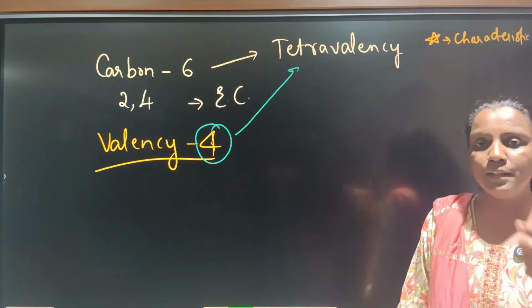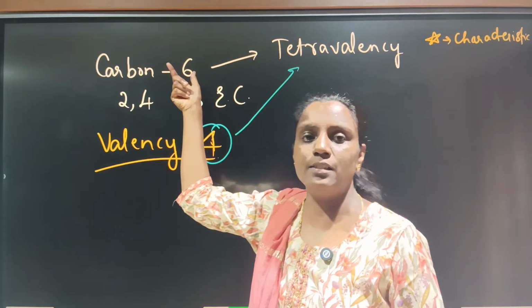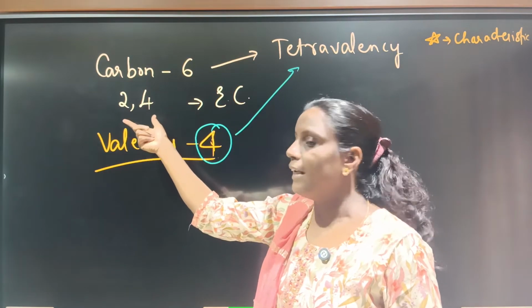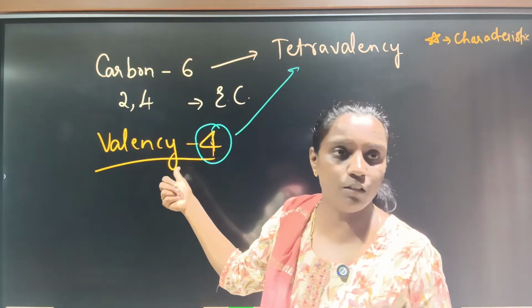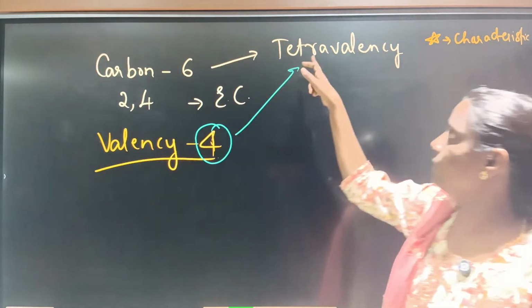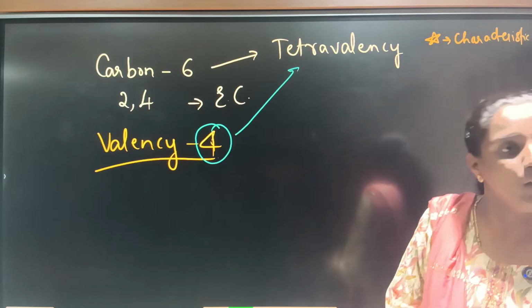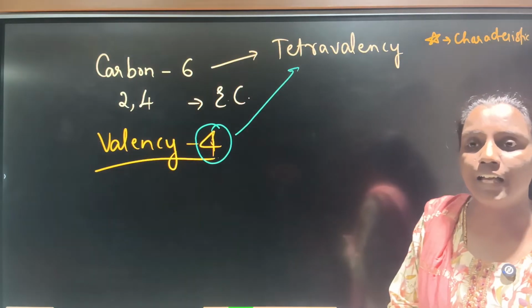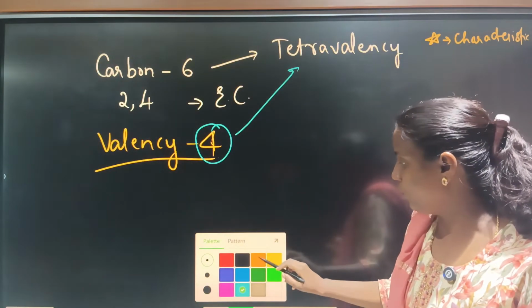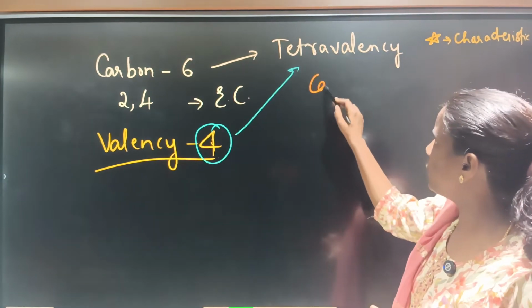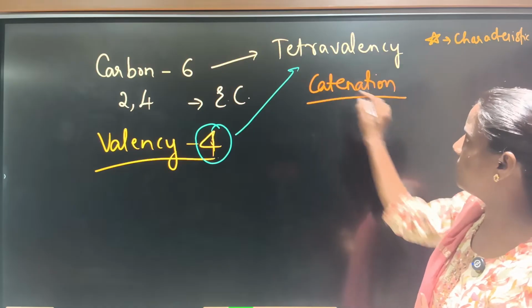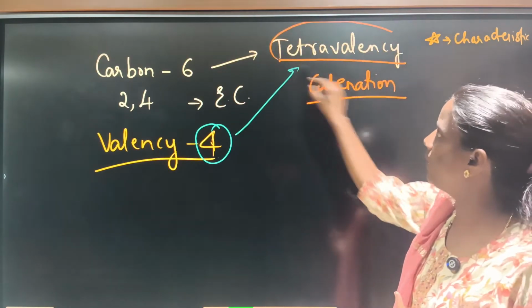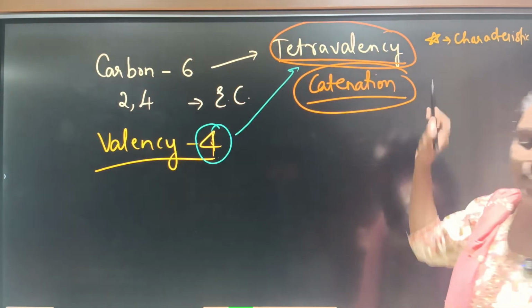So carbon, atomic number is 6. When we write the electronic configuration 2,4, 4 will be the valency of the carbon atom and it is known as tetravalency, one characteristic. And another characteristic we are going to call catenation. One is tetravalency and another one is catenation.